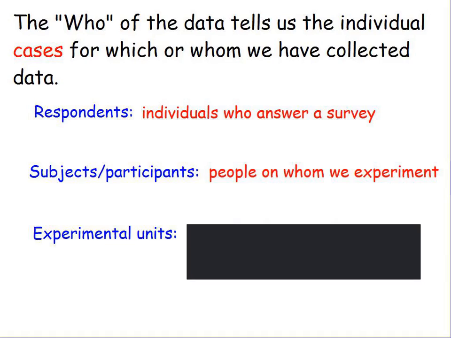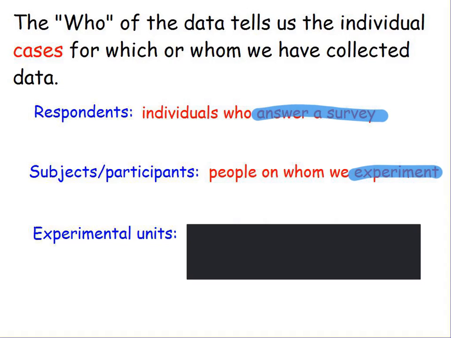Okay, so we see some differences here. Respondents were people who were simply answering a survey. Subjects or participants are people on whom we do some sort of experiment. Now, we're not necessarily talking a chemical experiment. You could just be measuring and weighing different pieces of them, but we somehow interact with them more physically speaking.